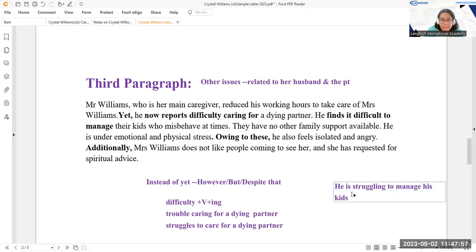I need your full attention. Go through it. Come on. And how are the kids? Who misbehave at times? They are misbehaving. So instead of saying who, don't say because they misbehave.